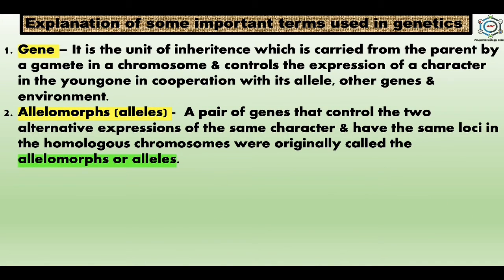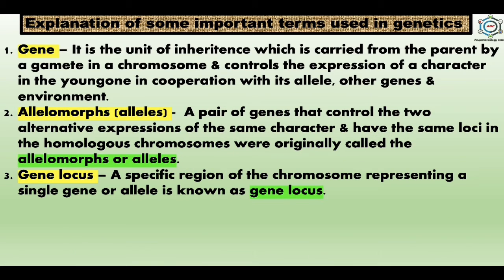Second is allelomorphs, that is alleles. A pair of genes that control the two alternative expressions of the same character and have the same loci in the homologous chromosomes were originally called the allelomorphs or alleles. Next is gene locus. A specific region of the chromosome representing a single gene or allele is known as gene locus.